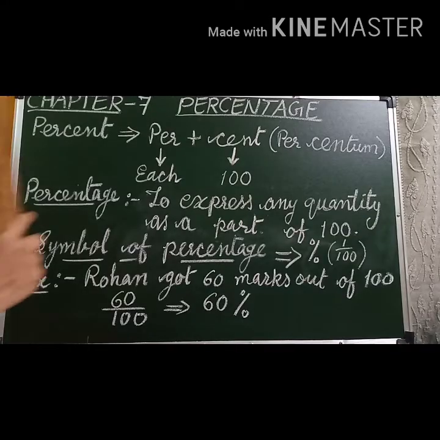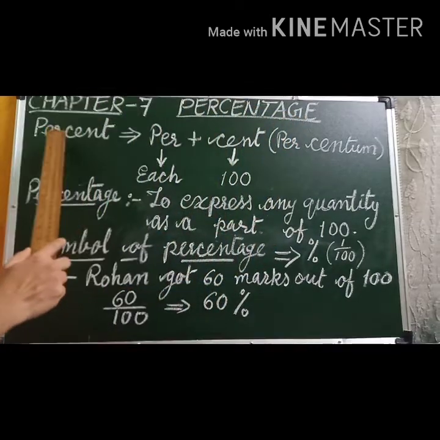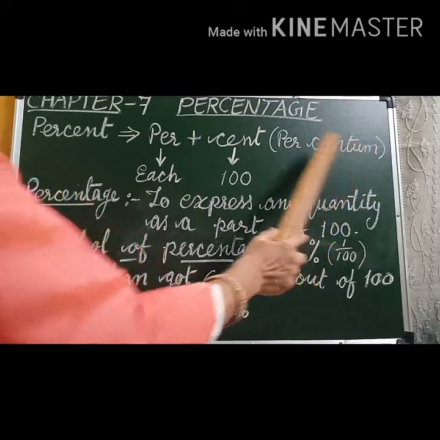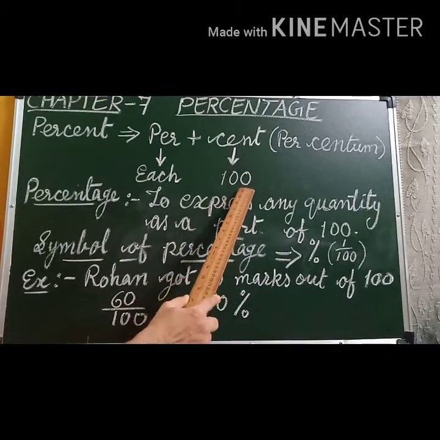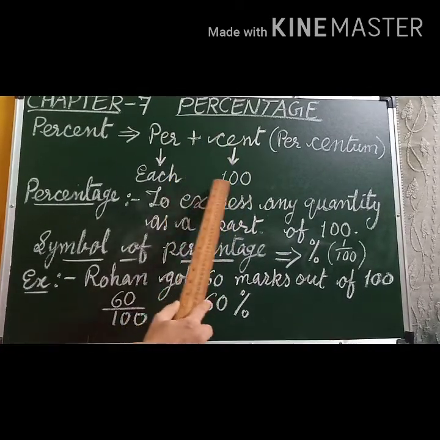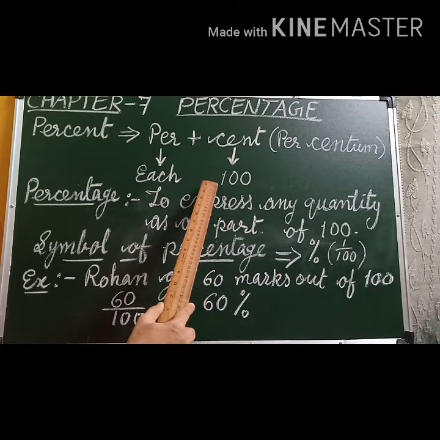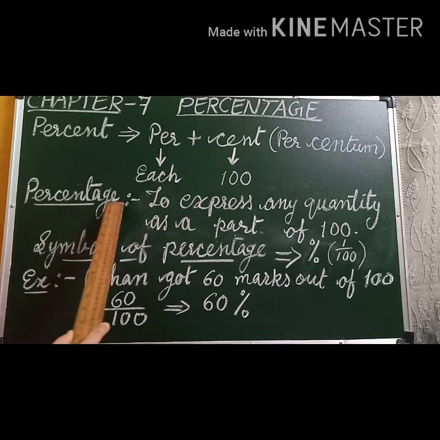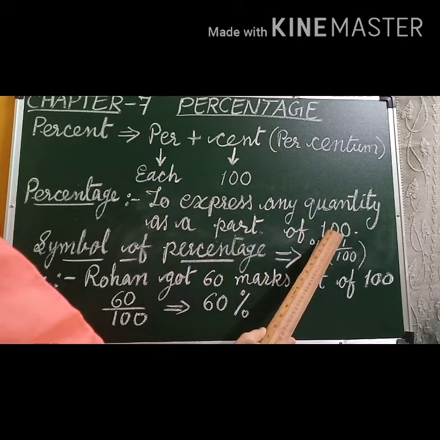So students, the meaning of percentage is hidden in the name itself. The word percent comes from the Latin word percentum, where per means each, cent means 100, so percent means out of 100. अगर हम किसी भी क्वांटिटी को 100 के पार्ट के रूप में एक्सप्रेस करते हैं तो उसे हम परसेंटेज कह सकते हैं. So what is percentage? To express any quantity as a part of 100.